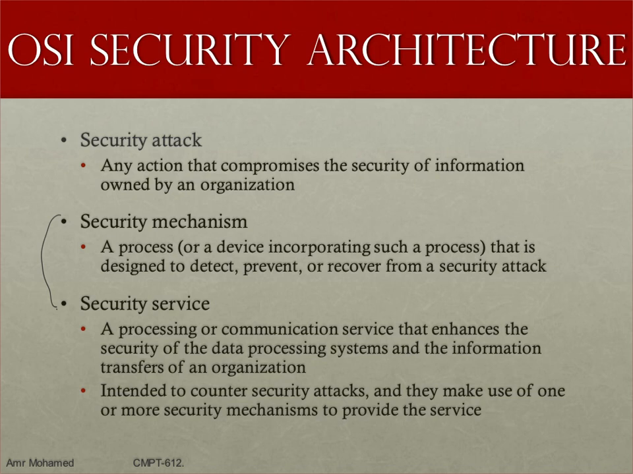A security service usually requires one or more of these mechanisms to facilitate the service. So I need to provide, for example, confidentiality, integrity, and we'll see other types of services. So a processing or communication service that enhances the security of data or part of the system is intended to counter the security attacks, and it makes use of one or more of these security mechanisms. So in order to have confidentiality, I need to have an encipherment algorithm or mechanism, okay? And I need to have other mechanisms like padding. I need to have another mechanism which is routing control. We'll talk about this, okay?